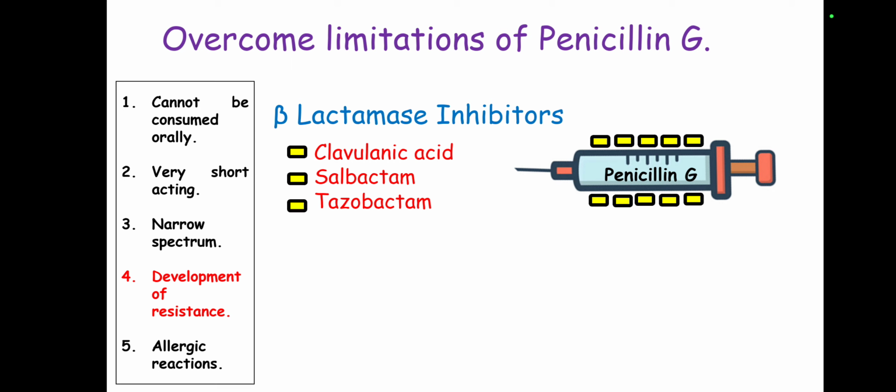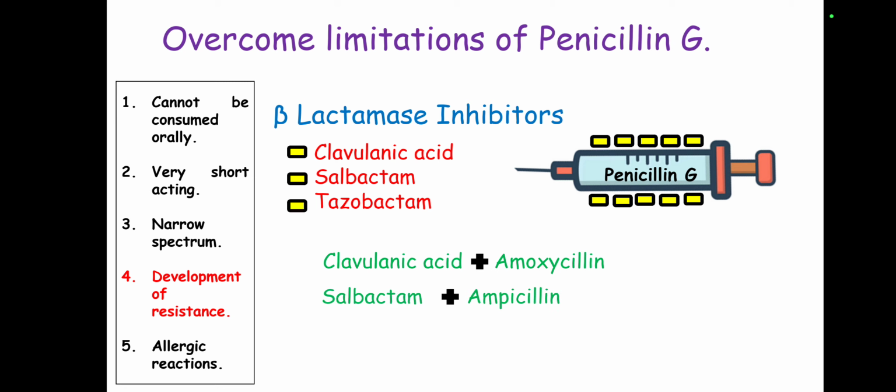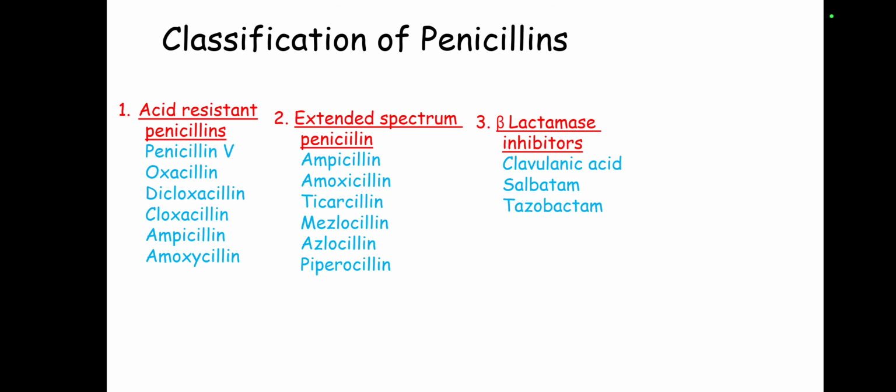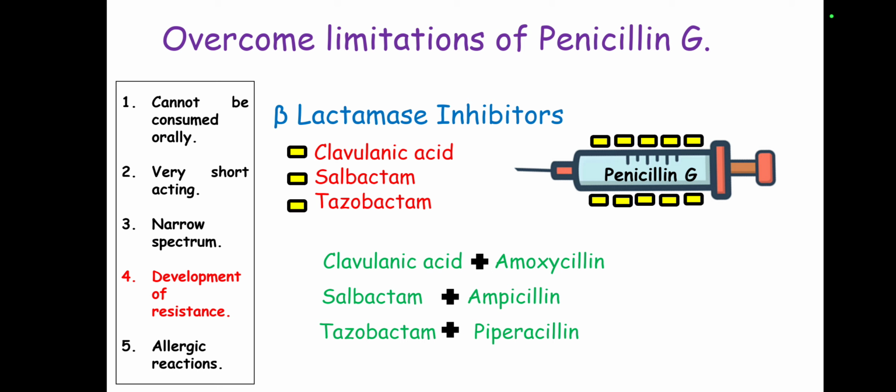So normally we are giving penicillin in combination with these beta lactamase inhibitors, and the combinations normally used are clavulanic acid along with amoxicillin, sulbactam along with ampicillin and tazobactam along with piperacillin. Okay, so these are the combinations effective against the bacteria which are resistant to amoxicillin alone or ampicillin alone. Okay, so these are the third class of penicillins. Now this is the one method of preventing drug resistance.